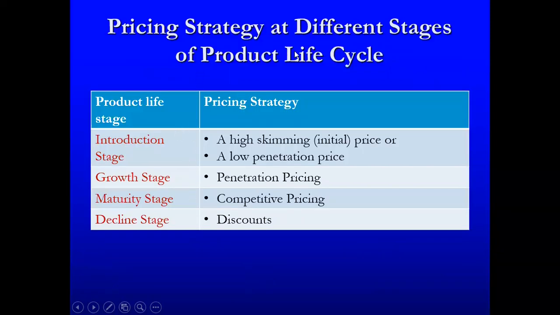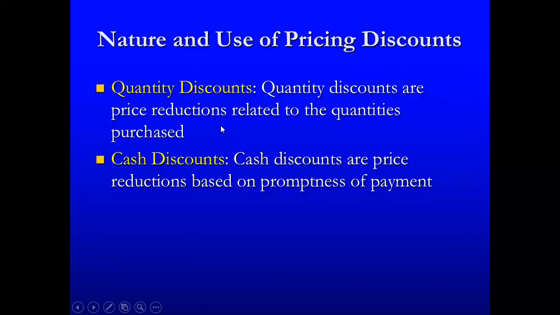So pricing strategy at different stages of product life cycle. At the introduction stage, we can either adopt a high skimming price or a low penetration price. In the growth stage, we should adopt penetration pricing. In the maturity stage, we should adopt competitive pricing. And in the decline stage, we should give discounts. Then the nature and use of pricing discounts. One is quantity discount, the other is cash discount. Quantity discounts are price reductions related to the quantities purchased, whereas cash discounts are price reductions based on promptness of payment.